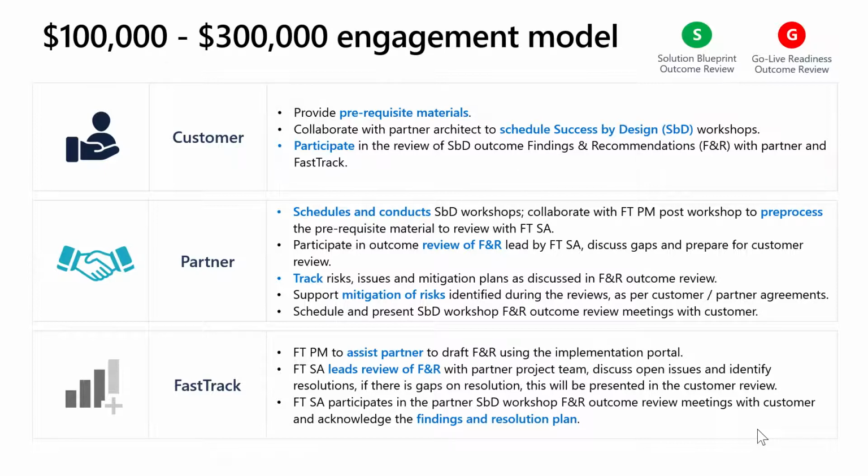After the document is prepared, the FastTrack Solution Architect will schedule an outcome review meeting with you and your team to talk about the findings, discuss the gaps and risks, and collaboratively agree on the go-forward plan before we share the findings and recommendations for that workshop with the customer.